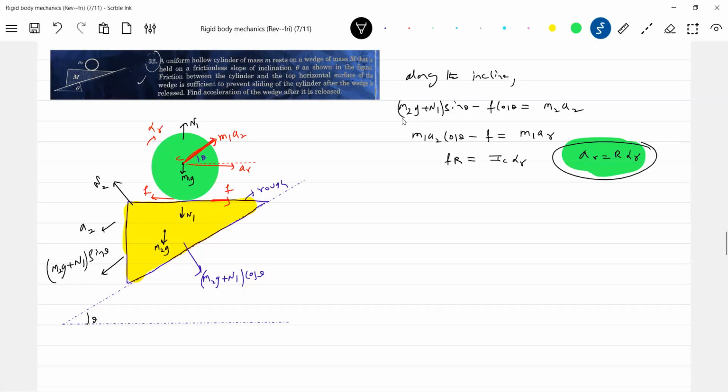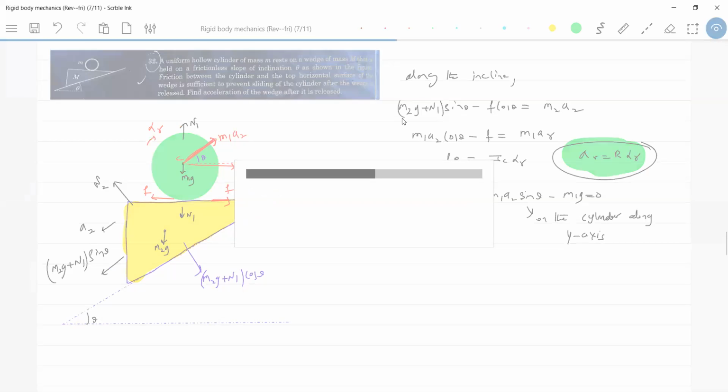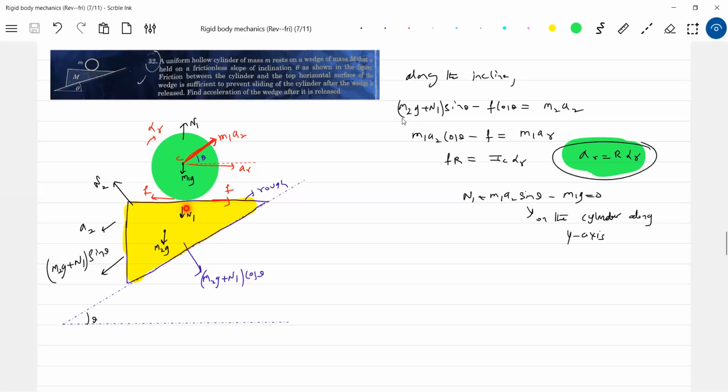One more equation, N1. Will you agree with this part? Yes, sir. Because we are describing motion with respect to the wedge, you should not go for acceleration of this point again. If you are doing with respect to ground frame, then acceleration of this point should be equal to acceleration of this point. We are doing with respect to wedge frame. So this is very important.